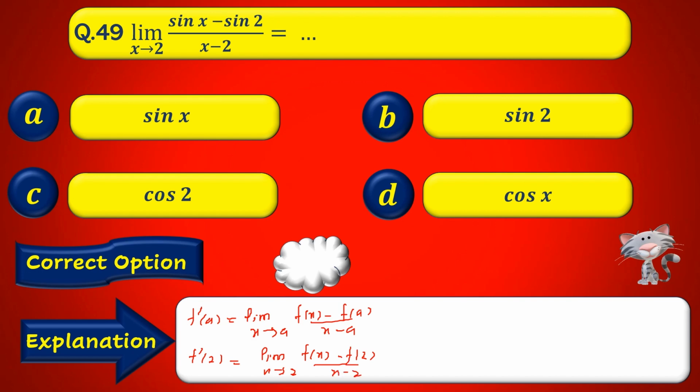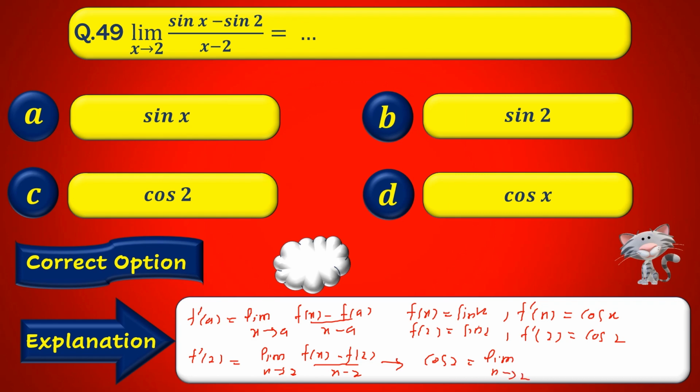Now we see that the function f of x is sine of x and its derivative f dash x is cos x. f of 2 will be equal to sine of 2 and f dash 2 will be equal to cos of 2. Therefore, this expression becomes cos of 2 is equal to limit x approaches 2 of sine of x minus sine of 2 over x minus 2. Therefore, the correct option is cos 2, which is option C.